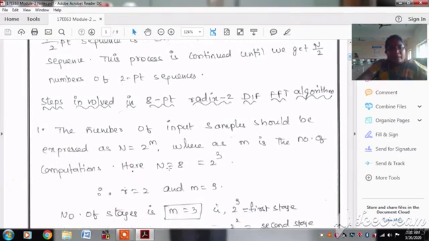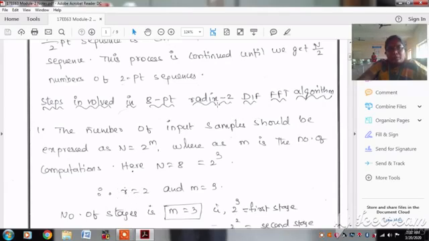Now the first point is the number of input samples should be expressed as N equal to 2 to the power M, where this M is nothing but number of stages. Here we know that N is equal to 8, that is 8-point DFT. So your N is equal to 2 power 3. So how many stages we will have? 3 stages we will have, and this is nothing but radix.